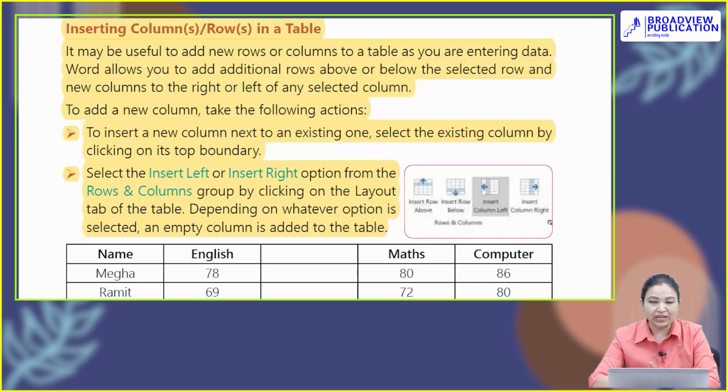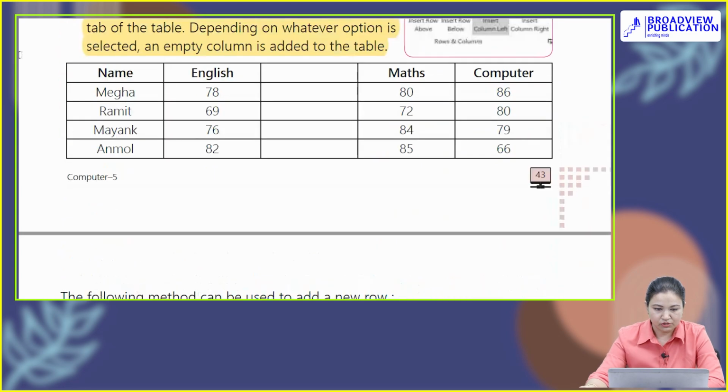So now we can learn how we insert columns and rows in our table. If you want to add more rows in your table, you can add that. For that you have to click on that particular cell on which above or below you want to add a row. And similarly for columns, if you want to add columns left to right, you can add according to that. So as you can see in this table, this is the table with name English, Maths, Computer.